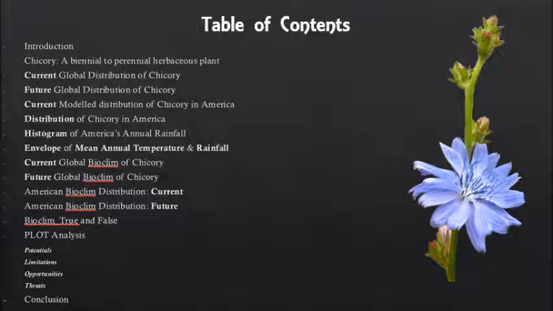On the fifth slide, you will see the current model distribution of chicory in America. This is then followed by a histogram and envelope of the current annual temperature and current rainfall within the American region. In slides 8, 9, 10 and 11, I focus on the bioclimate of the current globe as well as the future globe. In addition, I also speak about the bioclimate of America for the current and future distribution of the chicory data. In slides 12, 13 and 14, as well as 15, I focus on the plot analysis that elaborates on the potentials, limitations, opportunities and threats.